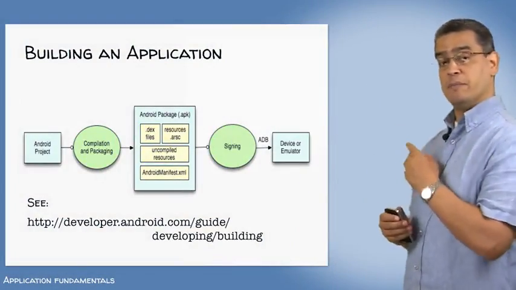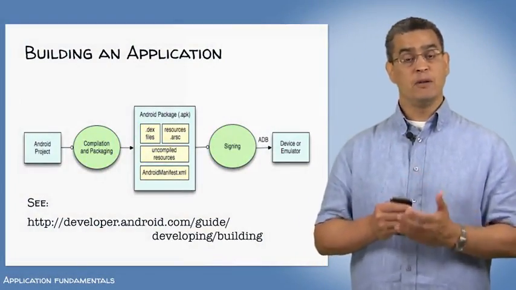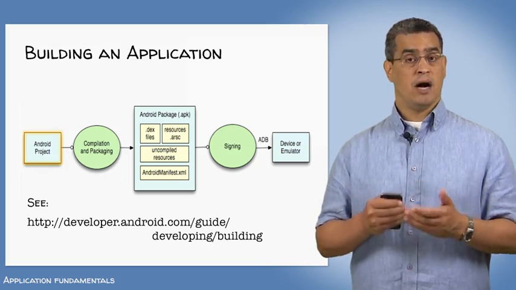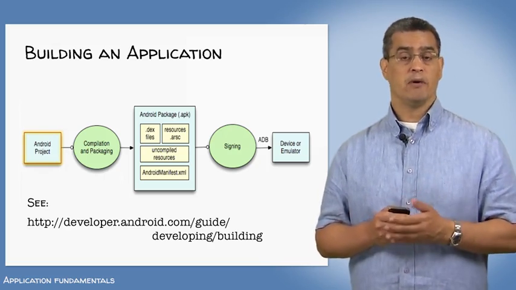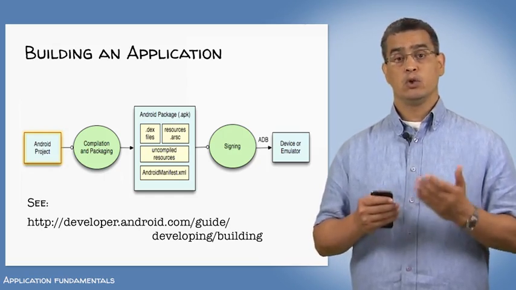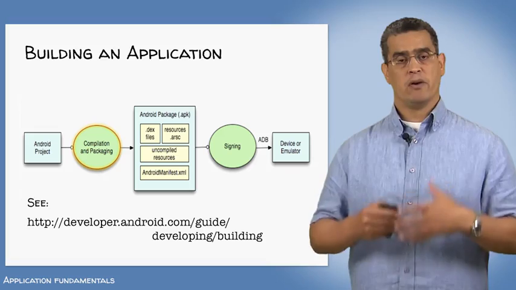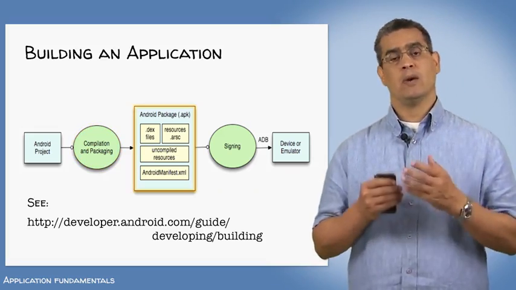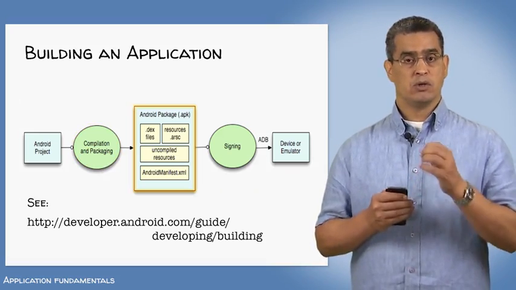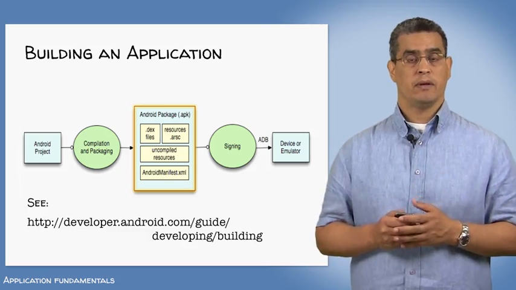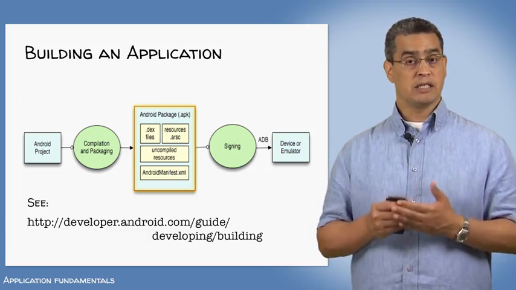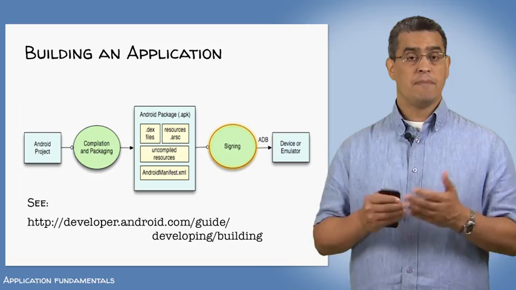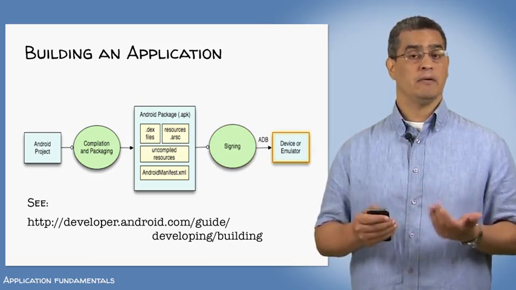Now this graphic depicts the process of writing and building Android applications. First, you create the source code and the non-source code resources that make up your application. Next, tools compile your source code and prepare your resources. The output of this step is an Android package or APK, which corresponds to your application's executable. Next, the APK is digitally signed to identify you as its developer. And finally, the APK is installed on a device or emulator and run.